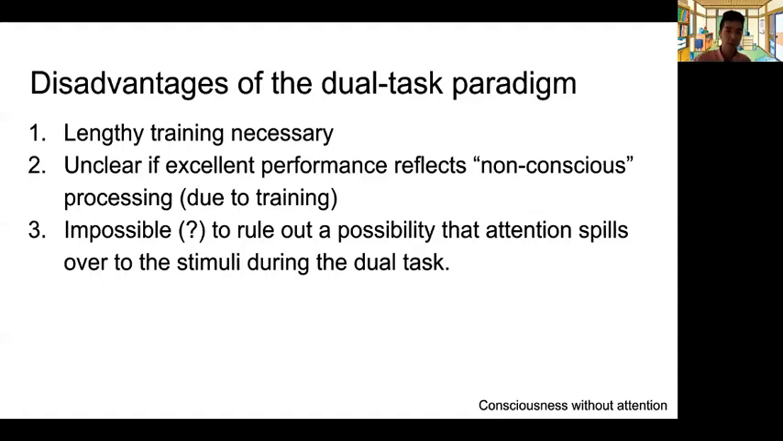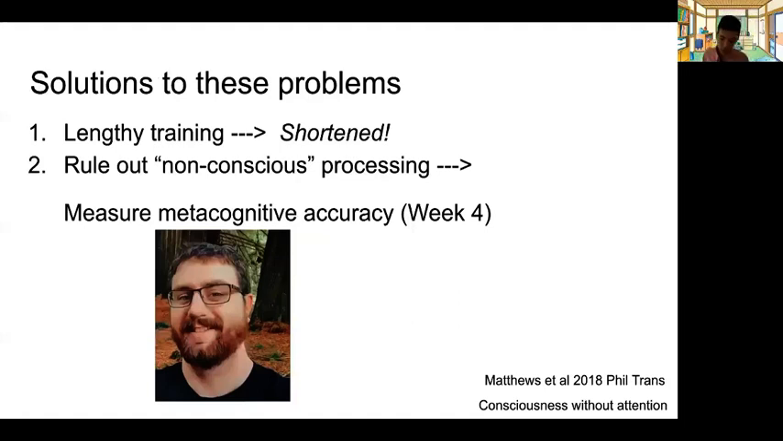It may still require some kind of attentional amplification, but it's logically very difficult to argue whether it is or not. Okay. So my previous student, now a postdoc at RIKEN in Japan, Julian Matthews, resolved some of these issues, at least to some extent. The first issue, the lengthy training, is quite a bit shortened, and ruling out non-conscious processing is also achieved because of the shortened training, as well as combining it with a measure of metacognitive accuracy. Previously, dual tasks just measured performance without any metacognitive accuracy, so it wasn't clear whether people were doing it unconsciously or consciously, but now we have a measure to do that.